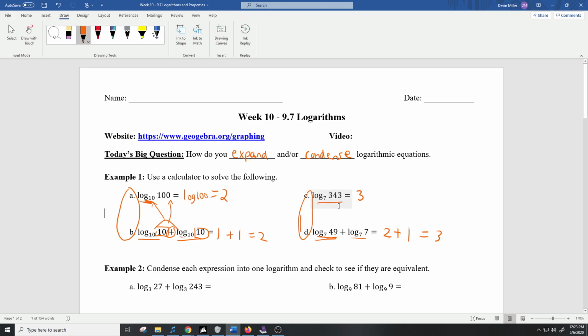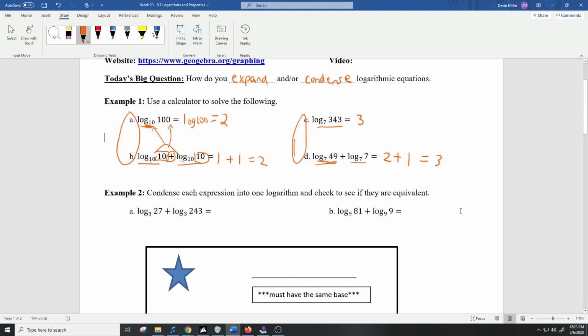Which is kind of weird because what's between them is a plus sign. So again, if they have the same base, the 7s, and there's a plus between these two logarithms, you can condense them. We use the word condense. We can condense them into one logarithm with the same base, and you just multiply those two numbers beside it together. 49 times 7 is 343.